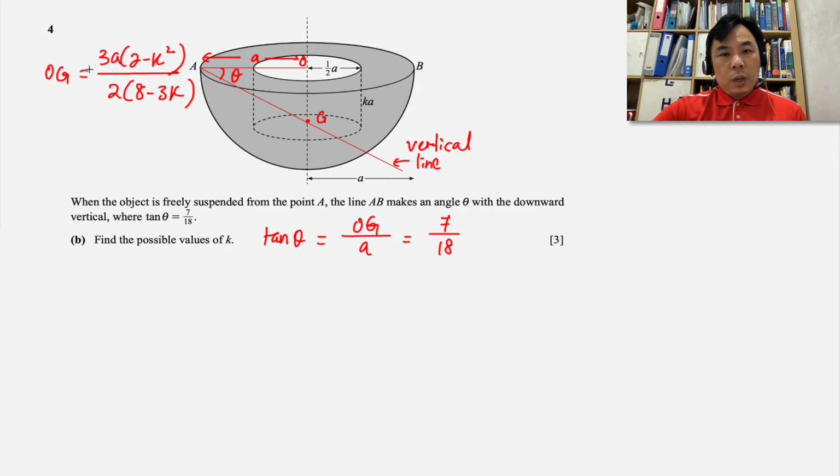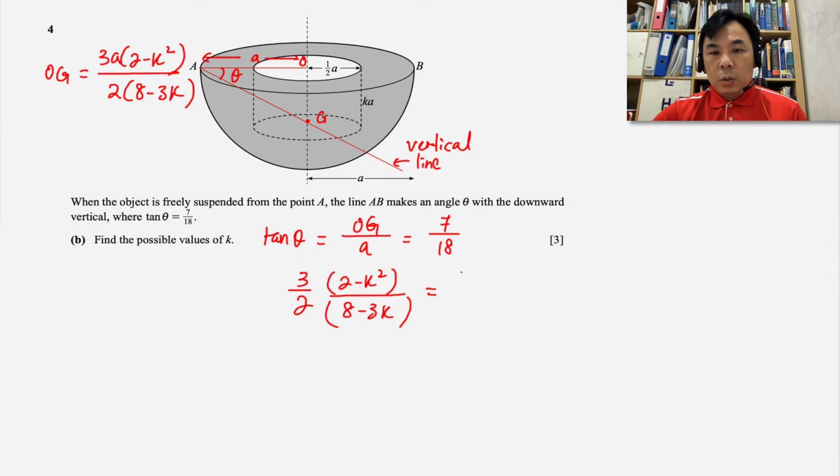And then OG, we have the OG over here. Now I'm going to reduce the A directly. That will only give us 3 over 2, 2 minus k square over 8 minus 3k. Okay, around here. Equal to 7 over 18. Now, at this point, all we need to do is basically just solve this equation. Right? So let us try to solve this. This is 9 times 3, 27. So that is 27, 2 minus k square is equal to 7, 8 minus 3k.